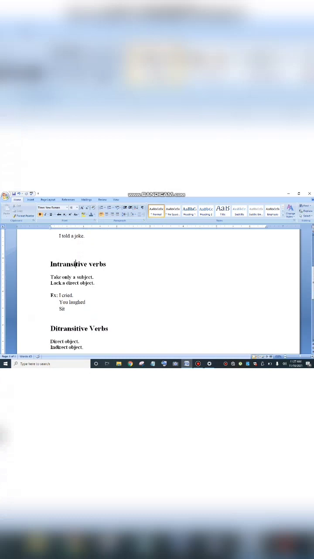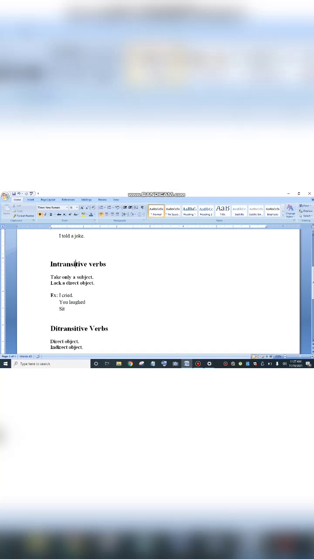And same in intransitive verbs, just remember the two things. Intransitive verbs take only a subject, lack a direct object. Lack a direct object means it has an object but not a visible object. For example, I cried. I cried gives a complete sense and it does not take any object.